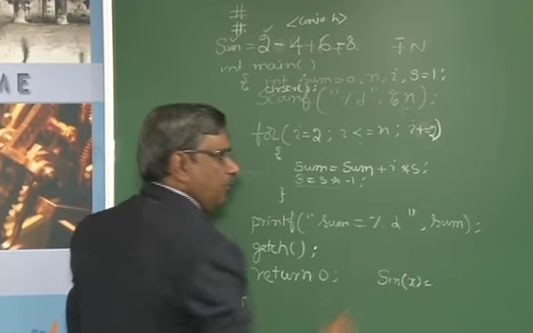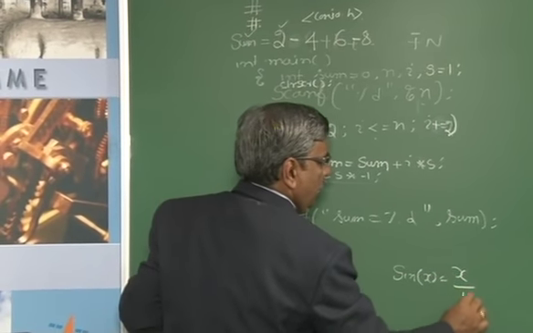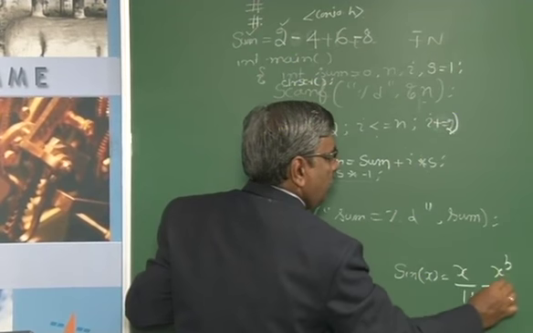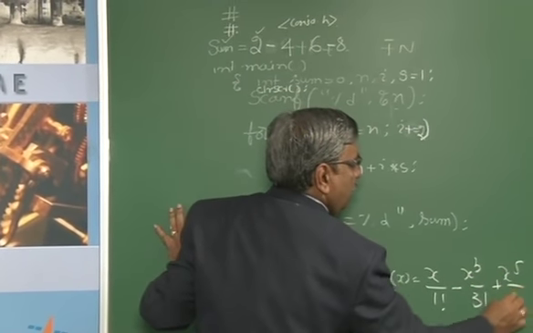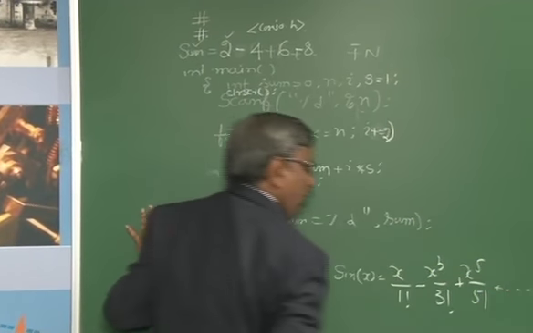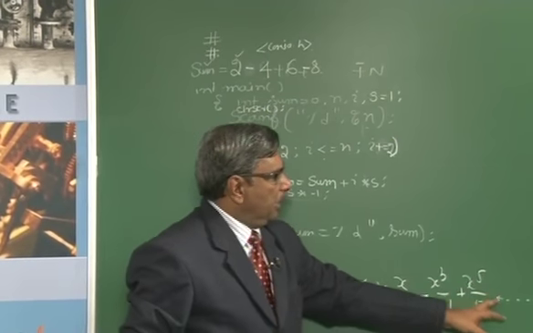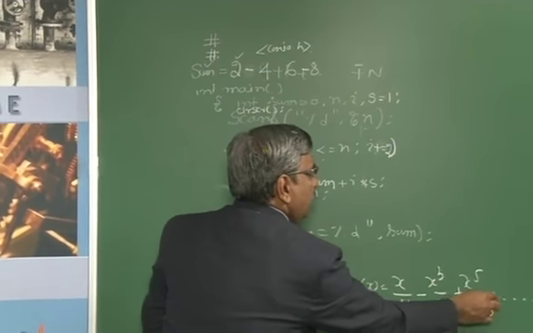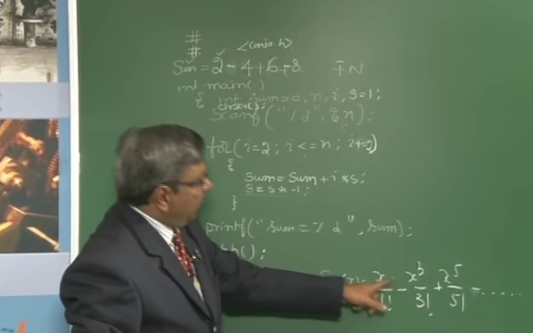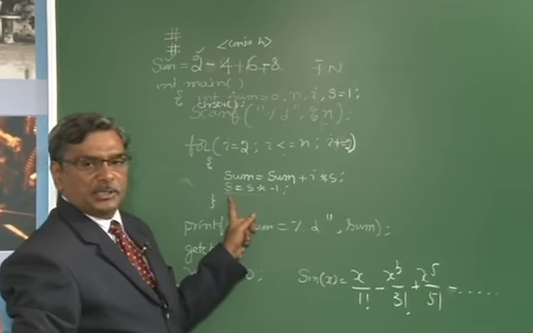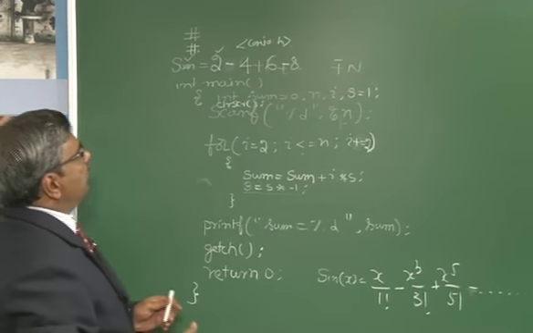Sine of x is defined in mathematics as x divided by 1 factorial, minus x to the power of 3 by 3 factorial, plus x to the power of 5 by 5 factorial. It is an infinite series. If you observe, the first term is positive, then negative, positive, negative, and it continues like that. So in order to do this operation, you can use this simple logic. This will be taught in the next hours.